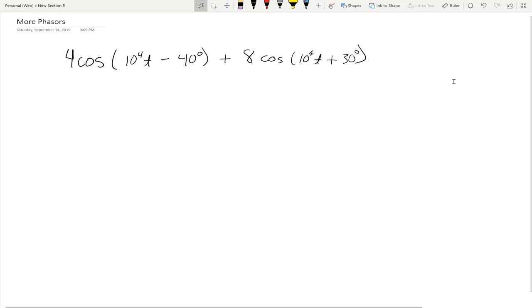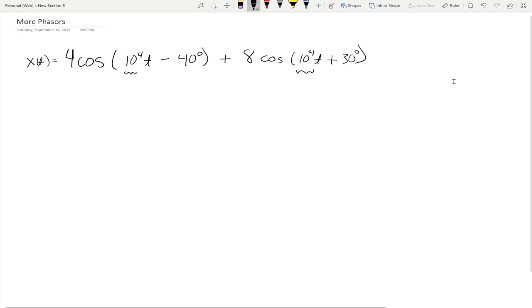All right, let's look at a couple more phasor examples. Let's say we're given something like the function here. So let's say x of t equals 4 cosine (10 to the fourth t minus 40 degrees) plus 8 cosine (10 to the fourth t plus 30 degrees). Because those two have the same frequency, and I can tell they have the same frequency because the omega term here is the same, I can combine those somehow into one joint cosine expression.